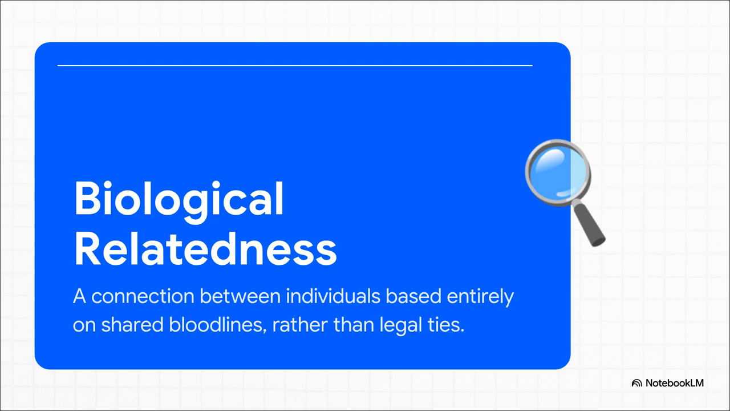Let's look at the actual definition here. Biological relatedness is a connection between individuals based entirely on shared bloodlines, rather than legal or social ties. Let's be incredibly precise about this. It relies strictly on genetics. It has literally nothing to do with legal ties, paperwork, or social proximity. If you do not share a common ancestor who passed down their DNA to both of you, you are not biologically related, period. Actually, it's pretty beautifully scientific when you think about it. And this definition is the ultimate filter we have to use when determining if two people can safely have children together without the risks associated with inbreeding.